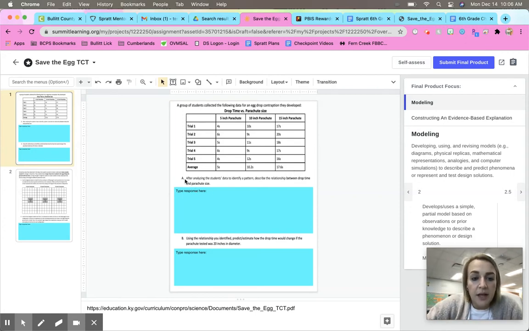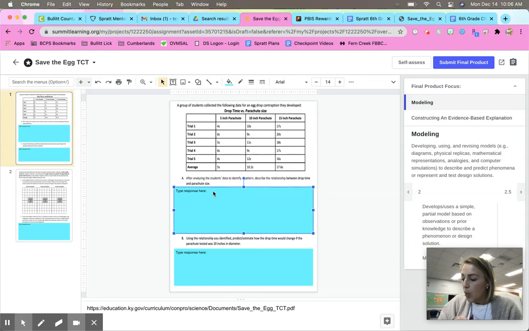So letter A says, after analyzing the student's data to identify a pattern, describe the relationship between drop time and parachute. So right here, you're going to use a complete sentence and you're going to tell me, what do you notice? What is happening as the parachute size increases? What's happening to the drop time? One simple sentence. What's happening as the parachute size increases? What happens to the drop time? Complete sentence, capital letter at the beginning, period at the end.